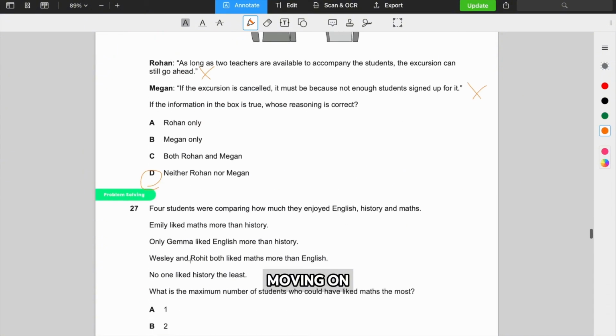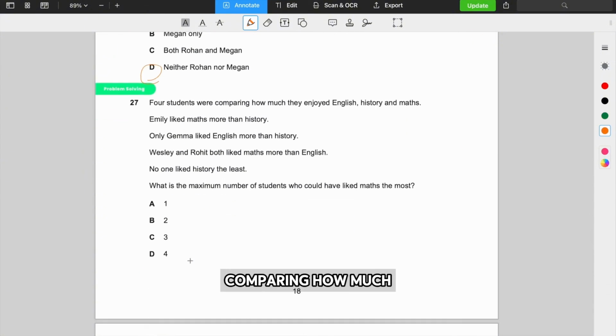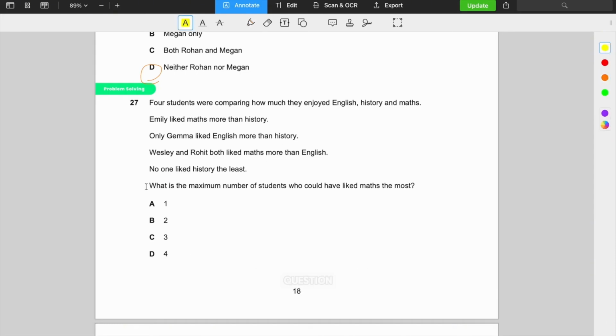Okay, moving on. 4 students were comparing how much they enjoyed English, history, and maths. So let's first read the main question. What is the maximum number of students who could have liked maths the most? We have 4 students, so let's start with Emily. Emily likes maths more than history. So could she like maths the most? Possibly, right? So let's just put a question mark here. I think it's likely, but we have to keep reading all the rules.